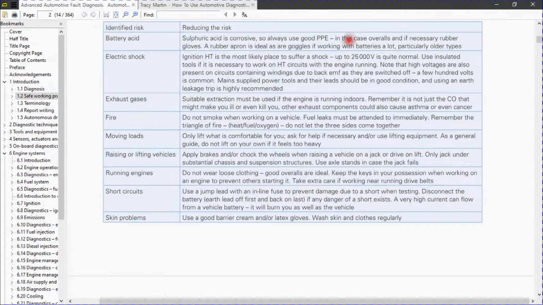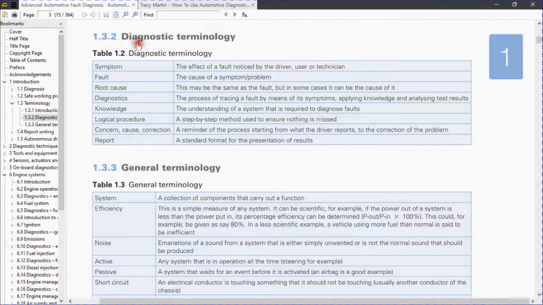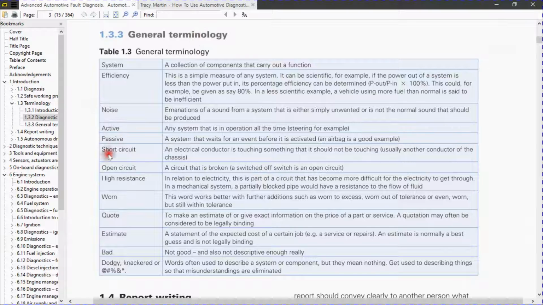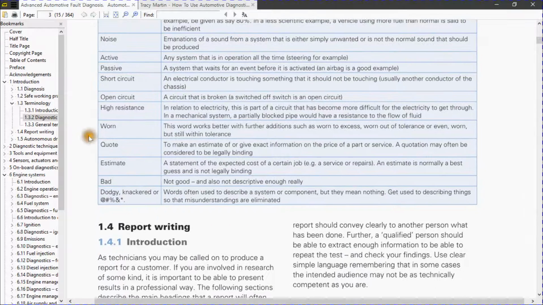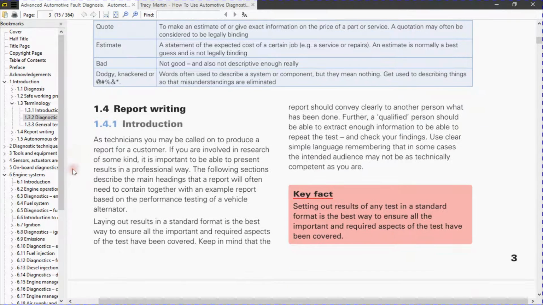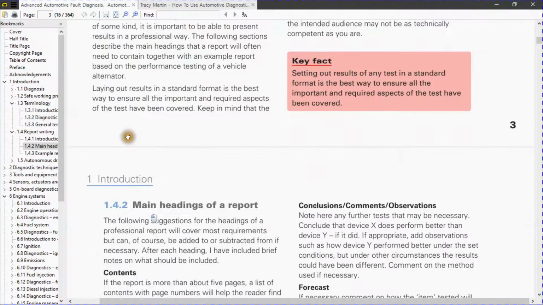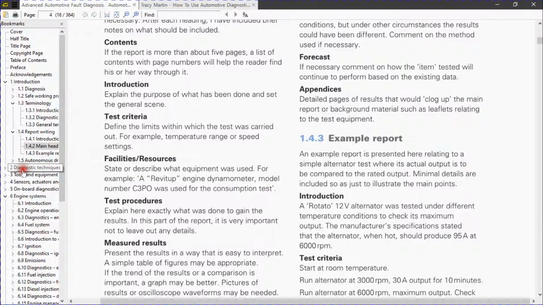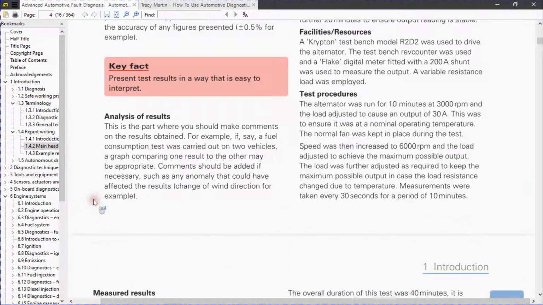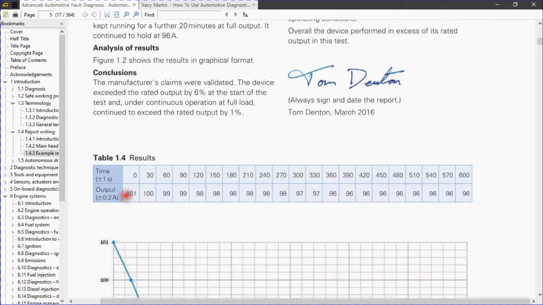So why am I giving this terminology? Diagnostics terminology: symptoms, fault, root cause, diagnostics knowledge, logical procedure, concern, cause, corrections, and report. And general terminology like efficiency, noise, active, passive, short circuit, open circuit, high resistance, warning, code, estimate. We will just go over them one by one, the basics.